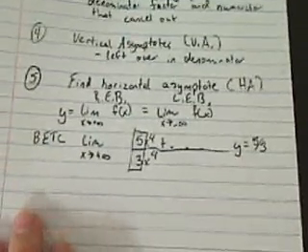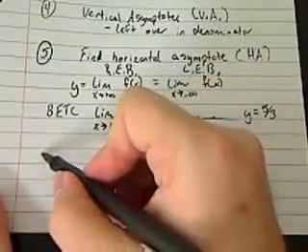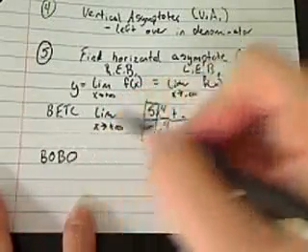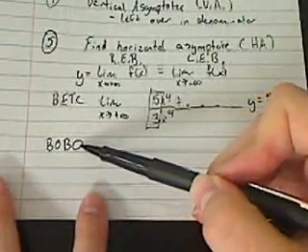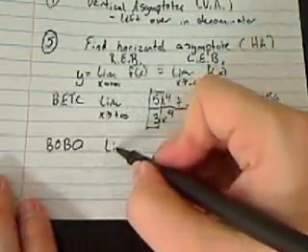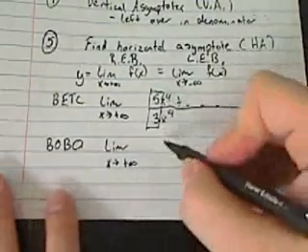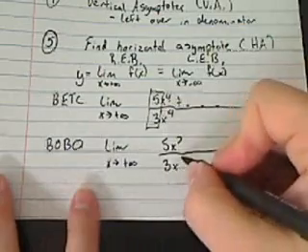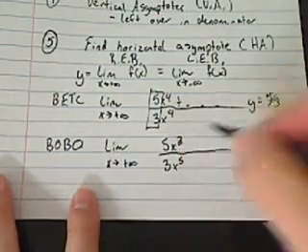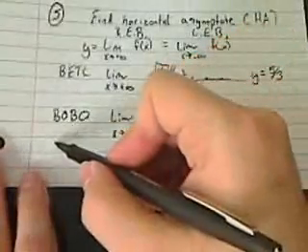Our second rule is Bobo. If we have a bigger exponent on the bottom, it's equal to 0. So if our leading term is larger in the denominator, so say we had 5x cubed this time over 3x to the 5th, okay, 5 is larger than 3, then what we would be able to automatically say is y is equal to 0. The final type is BOTU.